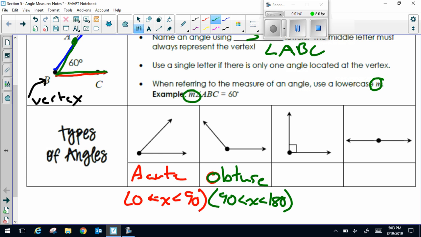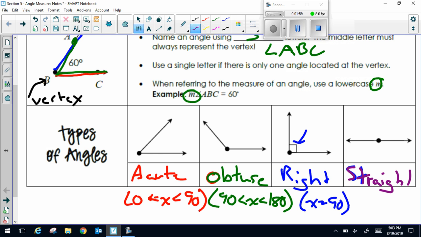You have a right angle, which typically has this box in it. That means that it is exactly 90 degrees. And then you also have a straight angle. If you have a straight angle, it means that your angle is 180 degrees.